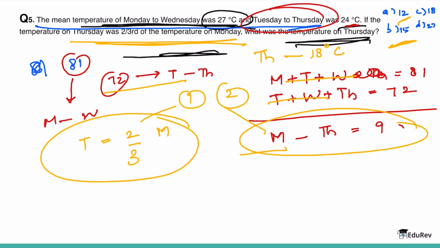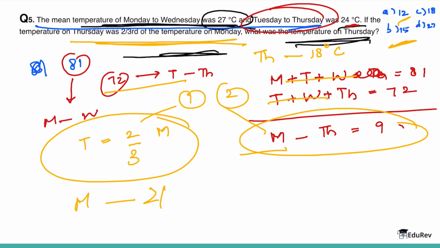So, if I'm checking option by option, option A says that the temperature is 12. Then we have Monday as 21, because if the temperature is 12 and I put this in the equations, then Monday is going to be 21. But 12 by 21 is what? It has to be 2/3. Hence, this is not a correct option, because 12 by 21 isn't equal to 2/3. So, it's not a good option.